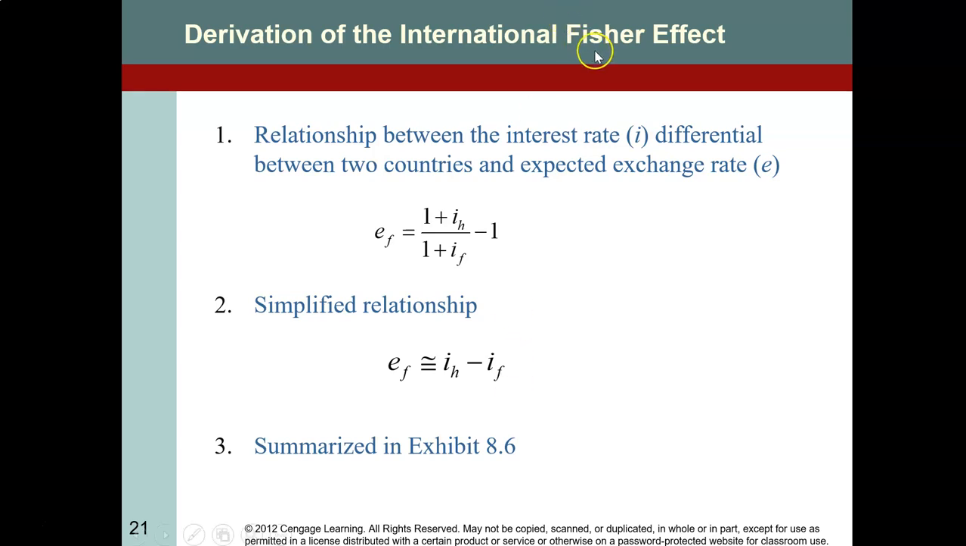Because according to the Fisher effect, we know interest rate will be affected by inflation rate, because interest rate is just the real rate plus inflation rate. And because of purchasing power parity, we know that exchange rate could be affected by inflation. So it could also be affected by interest rate.